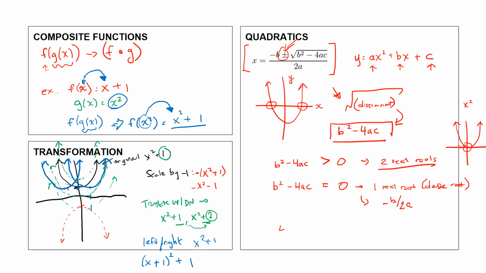Finally, we have a case where b squared minus 4ac is less than 0. It's a negative number. Now, if you recall, when we take a square root of a negative number, we're in this imaginary world. It's imaginary numbers, complex numbers. So we'll actually have 2 complex roots. We can just say they're imaginary roots.